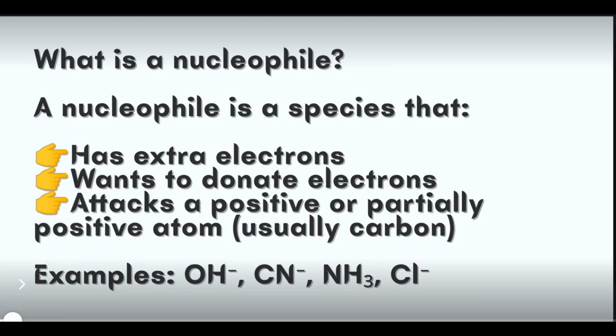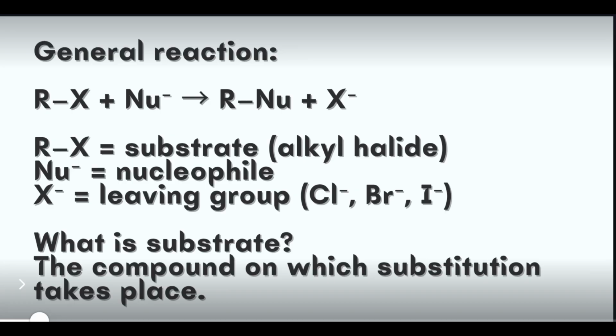A nucleophile is a species that has extra electrons, wants to donate electrons, and attacks a positive or partially positive atom, usually carbon. Examples: OH minus, CN minus, NH3 and Cl minus. Now we'll see the general reaction. RX plus nucleophile gives R-Nu plus X minus. Here RX is the substrate, that is an alkyl halide, Nu minus is the nucleophile and X minus is the leaving group. Examples: Cl minus, Br minus and I minus.